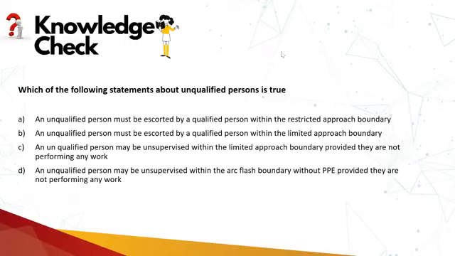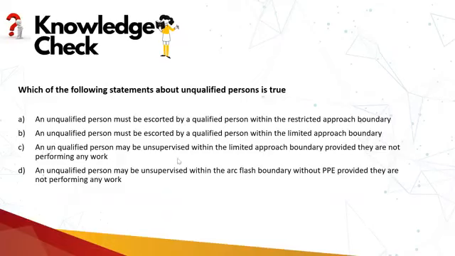Okay, let's review the answer. An unqualified person must be escorted by a qualified person within the restricted approach boundary. This is wrong because an unqualified person cannot enter the restricted approach boundary. So this is not the right option. Moving to B, an unqualified person must be escorted by a qualified person within the limited approach boundary. Yes, this is right. B is the right one.